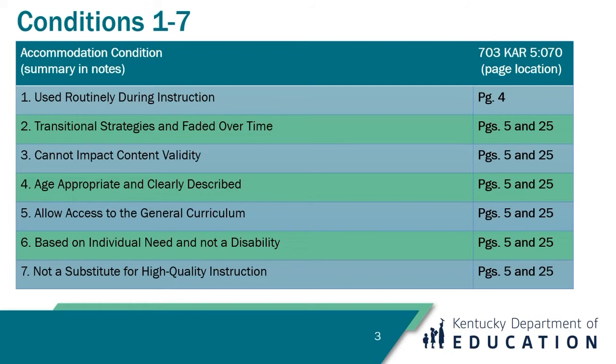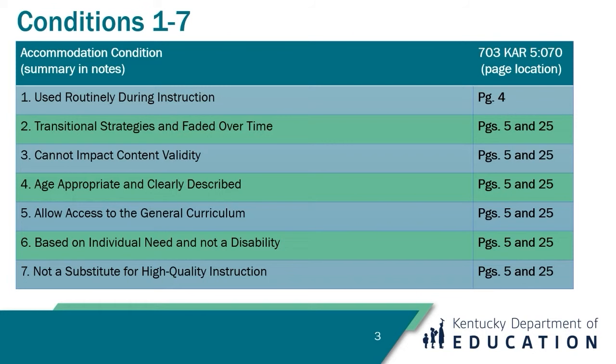If a student has adult-provided accommodations, for example, a reader or scribe, or assistive technology, the adult or technology shall be in the testing room prior to testing and shall remain there during the testing period. Number 2. Accommodations for some students may be considered transitional strategies and should be faded as appropriate and as the student gains the skills necessary for an independent level of academic performance. Pages 5 and 25.